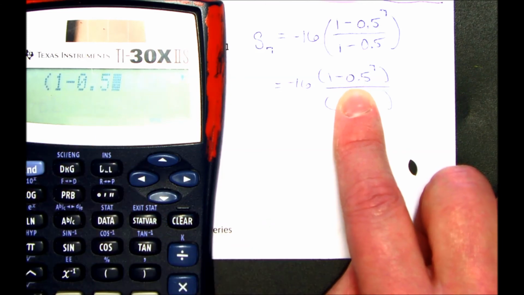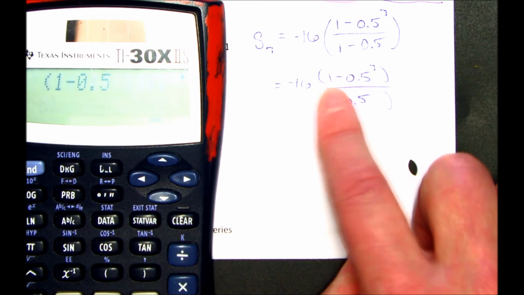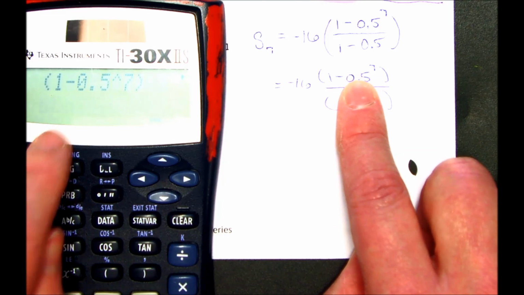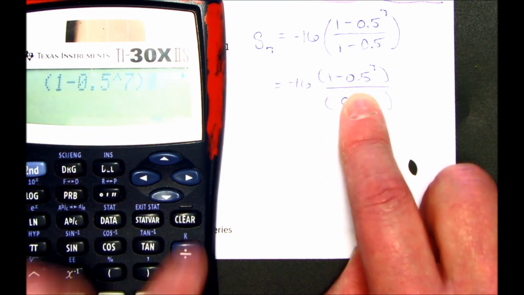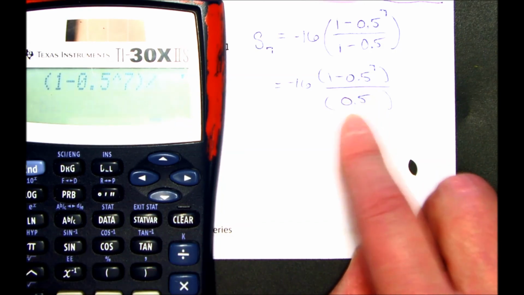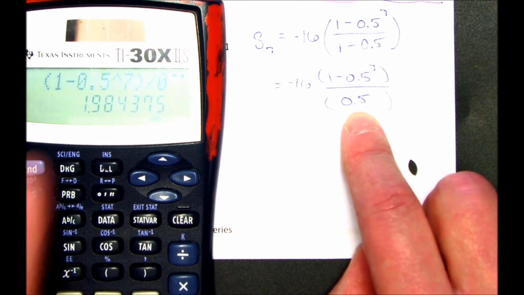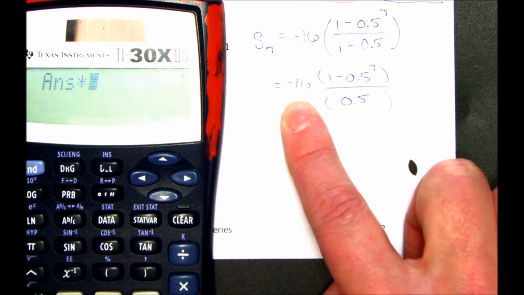Do not close the parentheses yet. You want to make sure you're taking the 0.5 to the 7th power, not this whole thing to the 7th power. So caret 7, then close the parentheses. So you're taking 1 minus the 0.5 to the 7th power divided by the 0.5, or just 0.5. Then I'm going to hit my equals. So I'm going to keep that in my calculator and then multiply it by the negative 16.